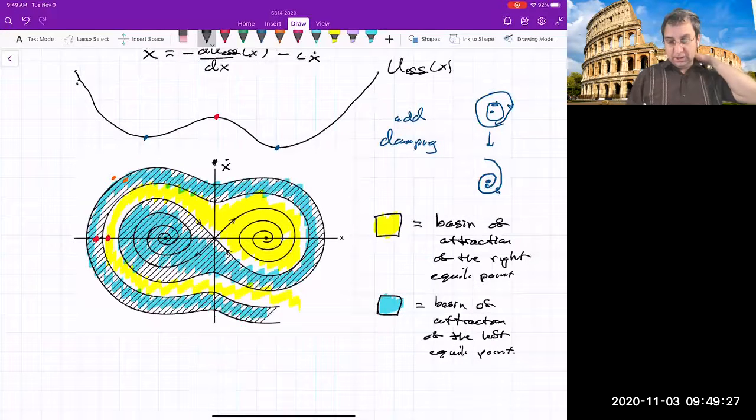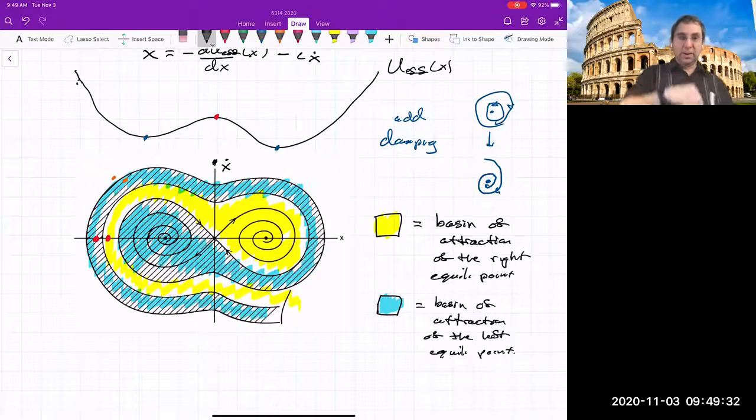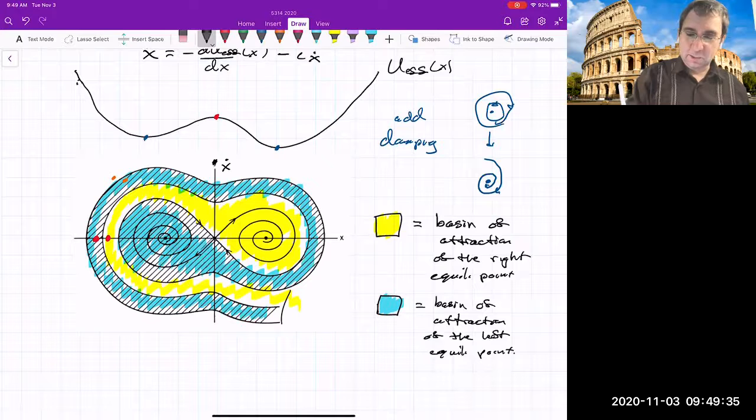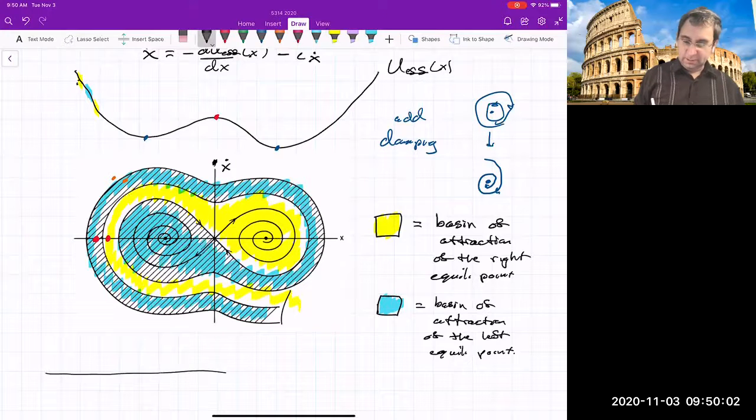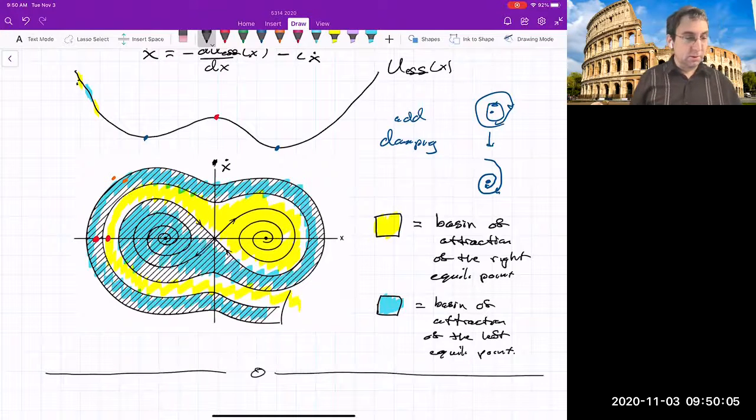I've only shown this out to some certain value, but these spirals keep going around and around. So if you were to release at rest, I'll plot it over here on the left side, there are certain regions where if you release it, it'll end up in the right equilibrium. And right next to it are places where if you release it, it'll go into the left. And these will just keep alternating. So that's some phenomenology that's good for you to know.